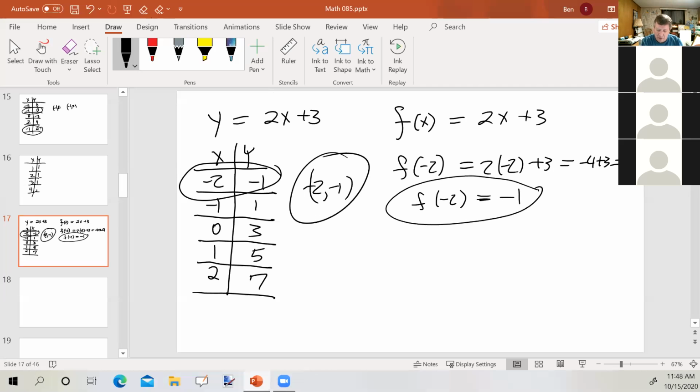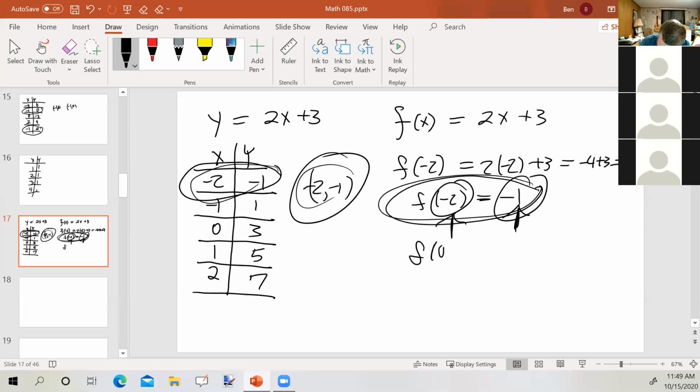Okay, so this is the same piece of information as that, as an ordered pair. So here's a table, here's an ordered pair, here's a relationship using function notation. F of -2 equals -1. The input is on the inside, the output is on the outside. The x value goes in here, the y value comes out the other end. Okay?